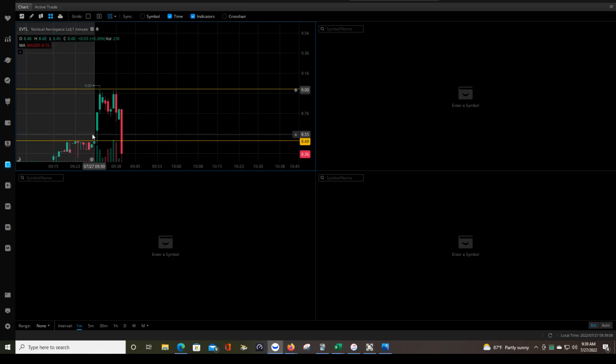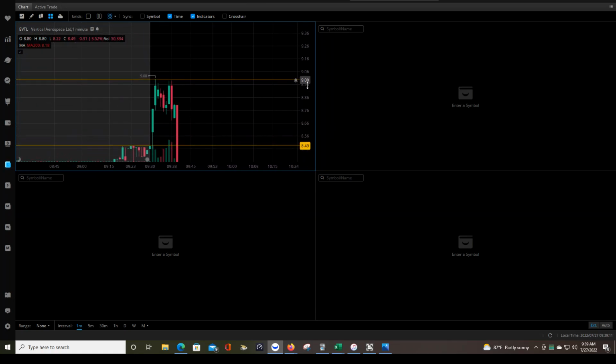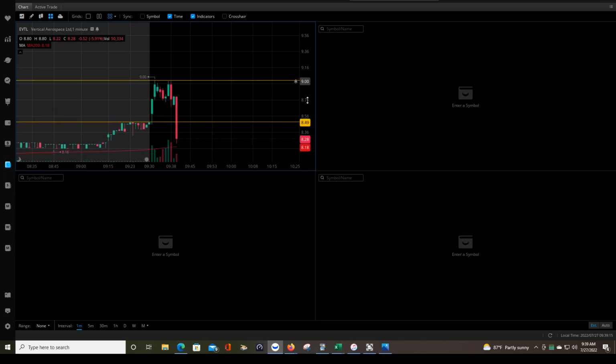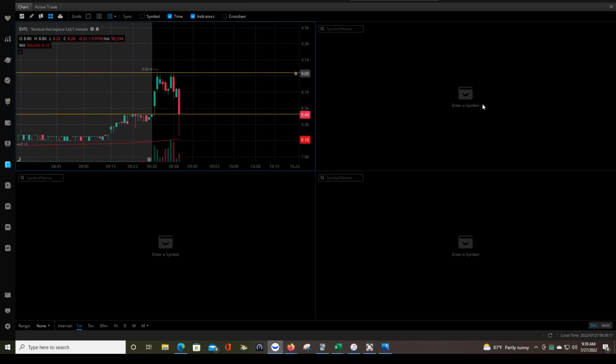Wow, look at that EVTL. That's pretty cool to see that thing move like that. All right, so anyway, I know not cool for the people that bought it at $9, that's for sure. Anyway, so let's see. So the bid and the ask.